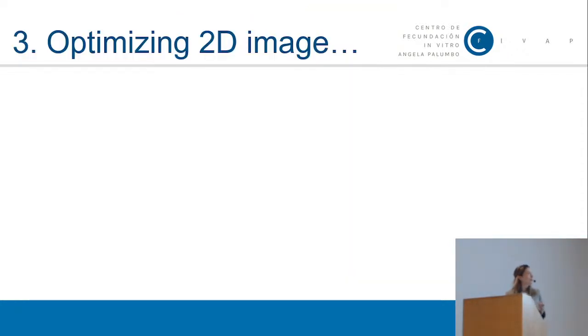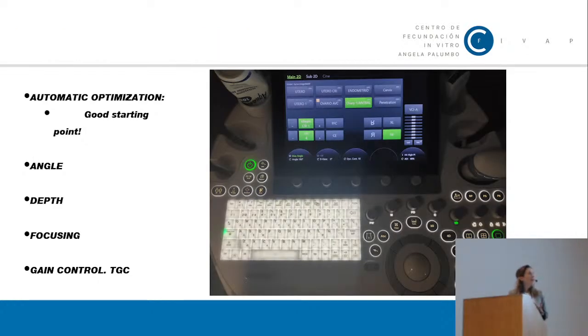Okay, how to optimize our 2D image? We all have these protocols depending on what we are looking for, but we can also adjust some basic parameters like those we have here. We can start with the automatic optimization. It's going to analyze our image and give us the best contrast of that image. We have to adjust the angle, that is the beam width, to increase the frame rate, as we said. The depth is very important, we have to put the region of interest in the center of the screen.